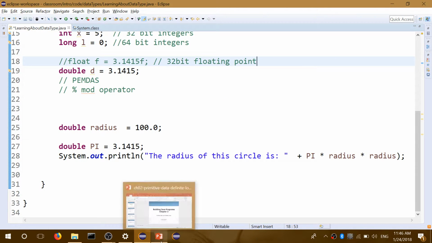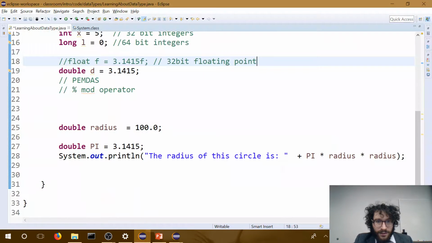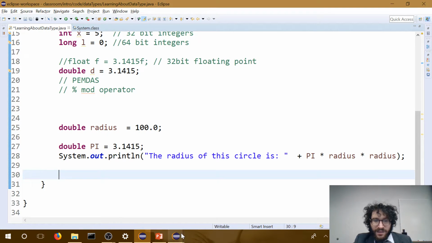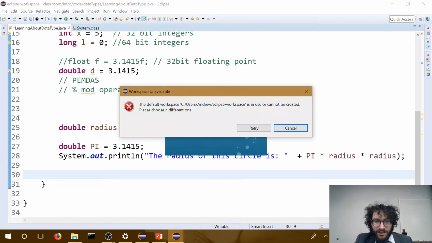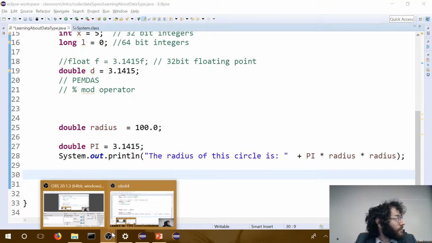Okay, so let's see. Does it switch back to screen and camera? Sure. Awesome. I don't need to boot up another Eclipse instance. Terminate. Cancel. Cancel. Cancel. All right.